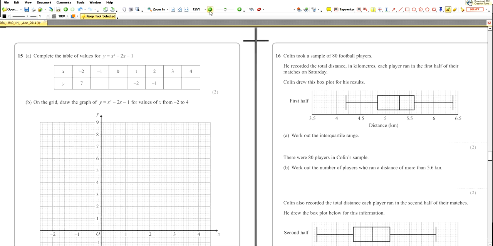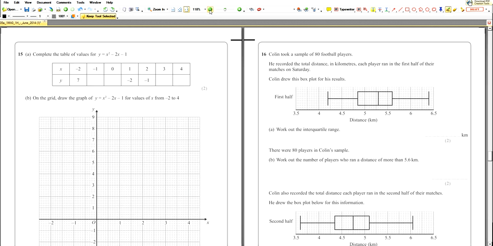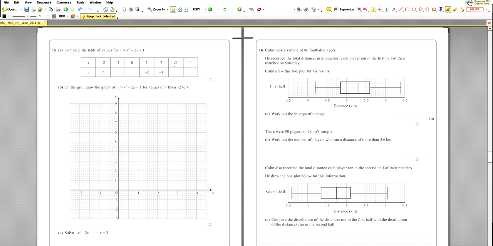Let's make it a bit smaller. It's just getting a bit too big. Okay, I think that's roundabout the right size that we need. Okay, now.